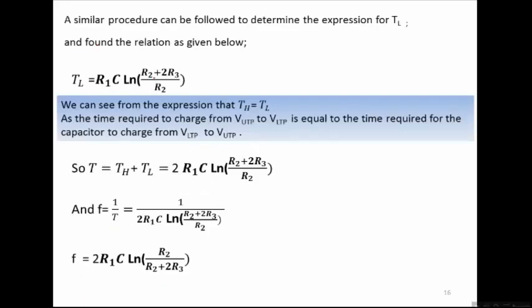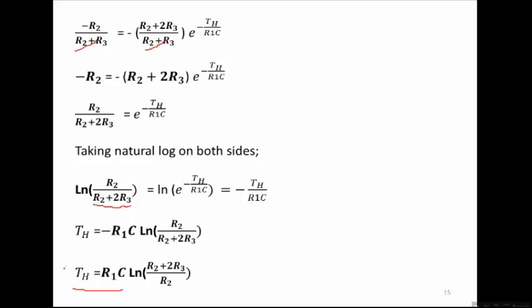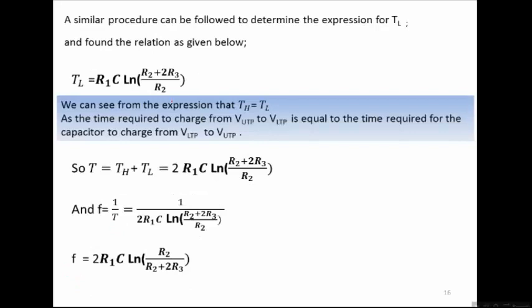So this is how you compute the duration of the output waveform during which the output stays at the high level. Similarly, we can follow the same procedure to determine the expression for T low. I would encourage you to find out the similar expression for T low by using the capacitor equation, and then setting the initial and final conditions, plugging the values and simplifying, and then end up with this expression.